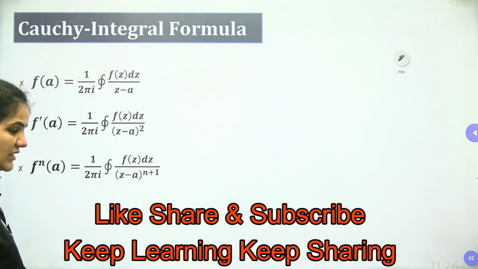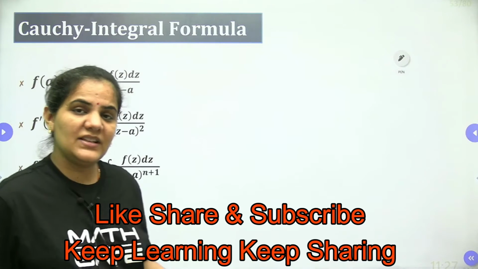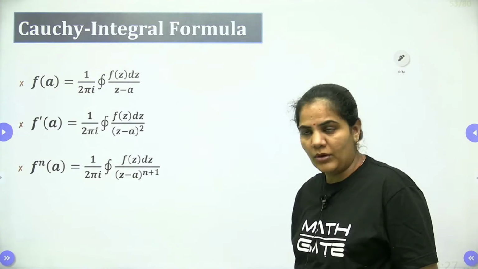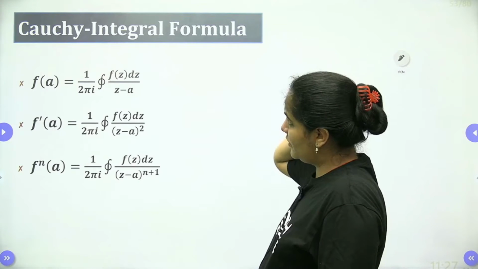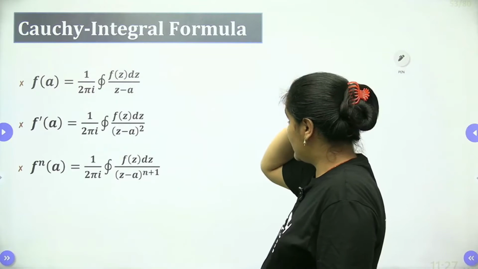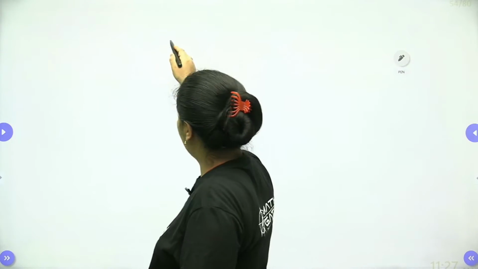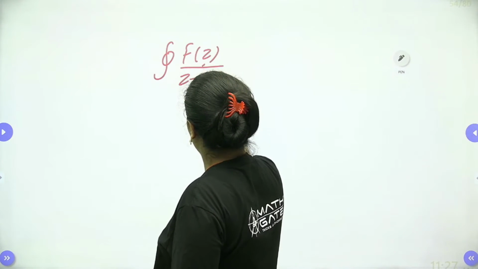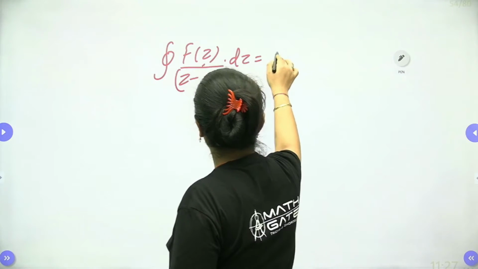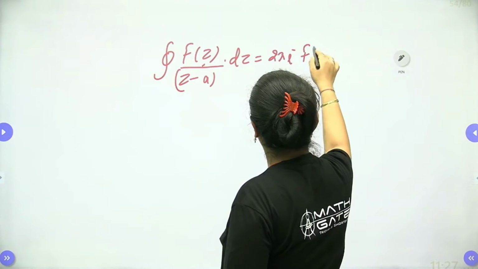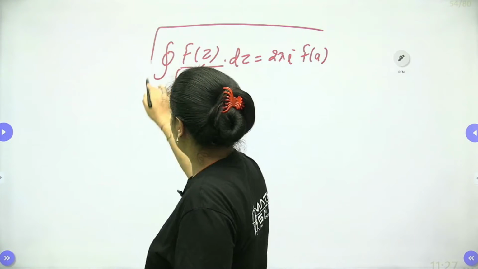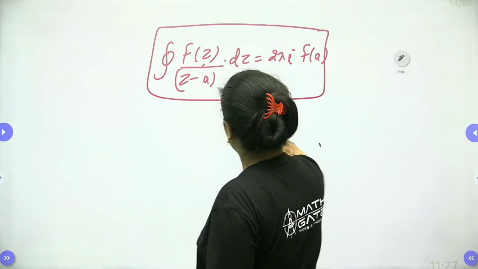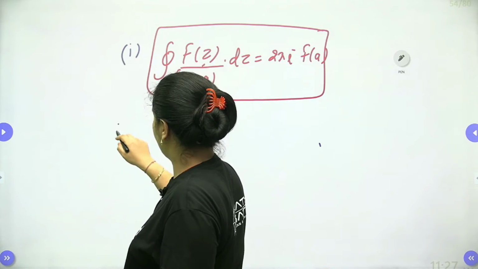In this lecture we are going to discuss questions, very good examples, PYQs based on the Cauchy's integral formula. As we know very well, whenever we have a function f(z), we can write the integral of f(z) by (z minus a) dz is equal to 2 pi iota into f of a. This is the basic form, the first form of Cauchy's integral formula.